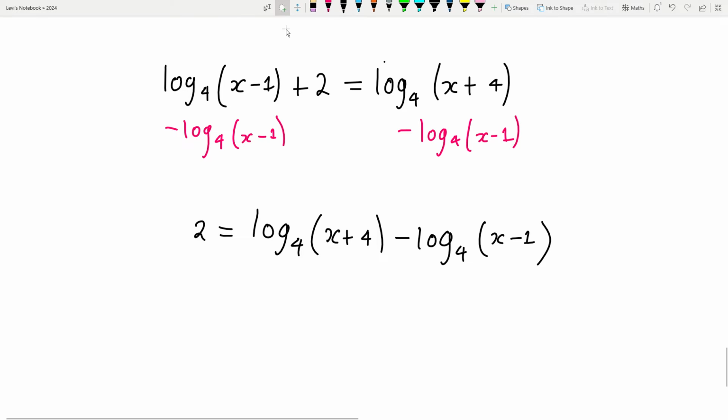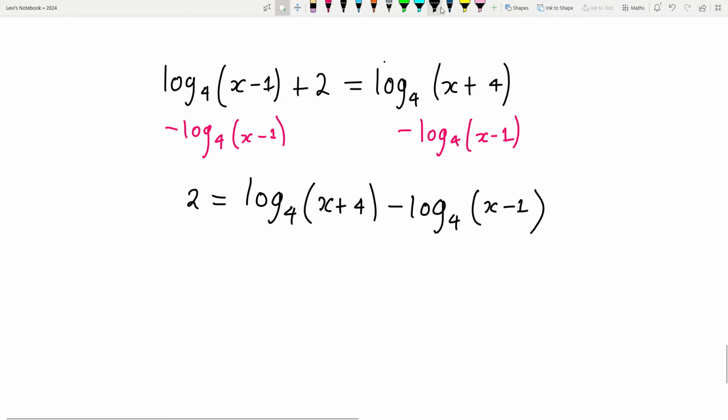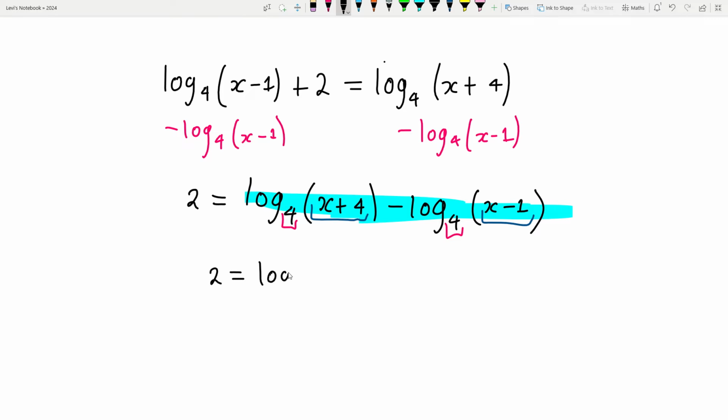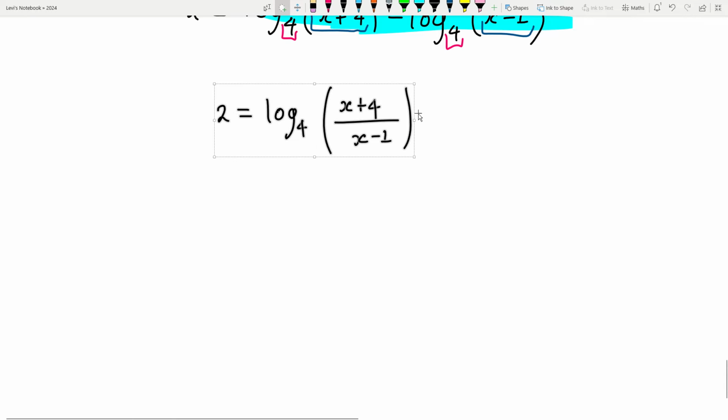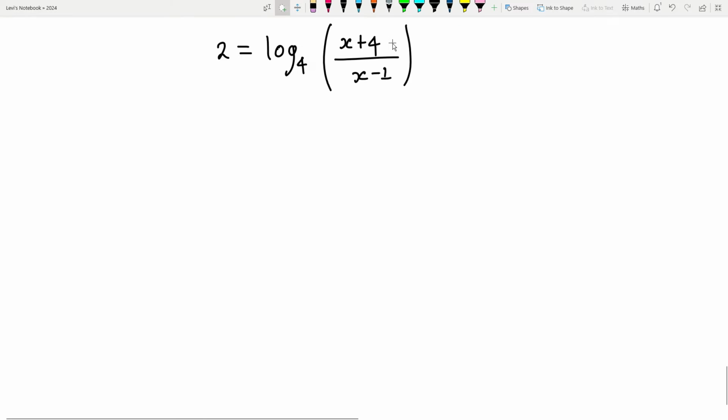Now, once we've done this, we can combine this side into a single logarithm because you can see they have the same base. We can use the rule that if you have log of something minus log of something, you can divide what's in the brackets but have it as a log base 4. So we can rewrite that side as 2 is equal to log base 4 of x plus 4 divided by x minus 1. Now that we've gotten to this step, there's nothing more we can do without using another log law. We can't solve for x because it's inside the log.